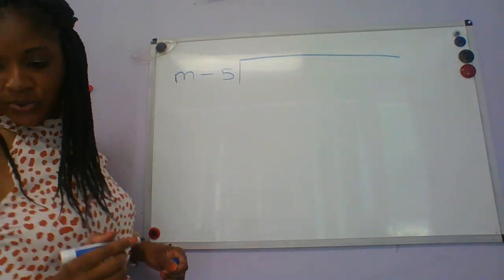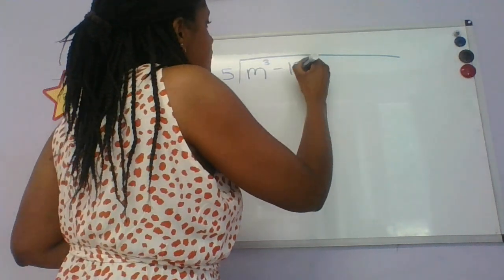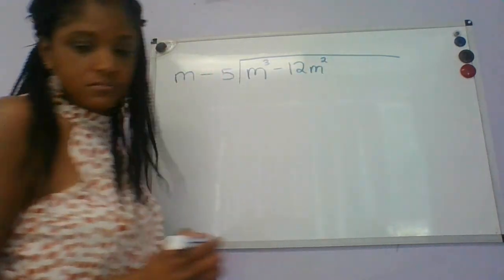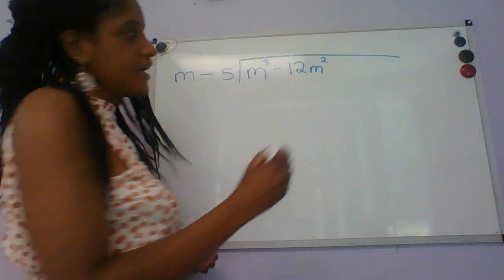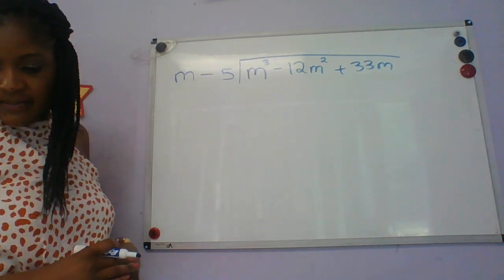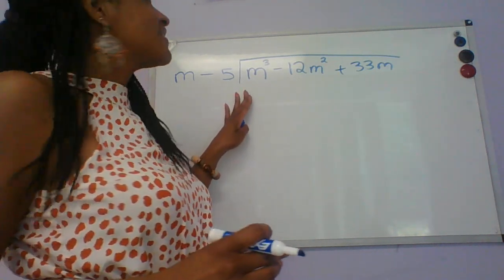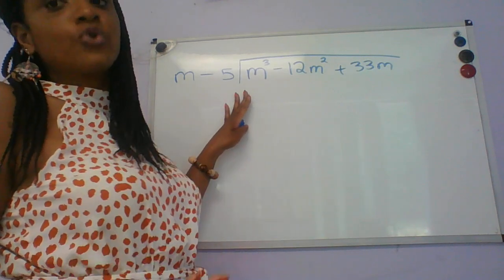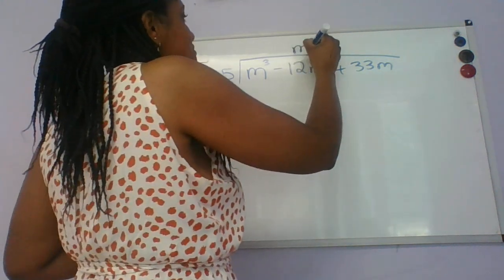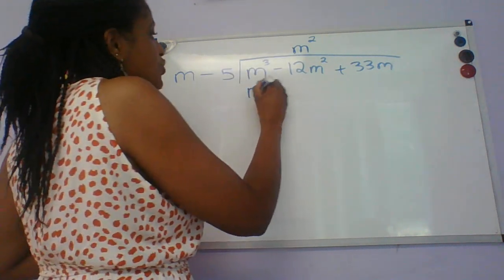All right, so it was m cubed minus 12m squared plus 33m. All right, so let's see about this one. M divides m cubed m squared times. M times m squared is m cubed.